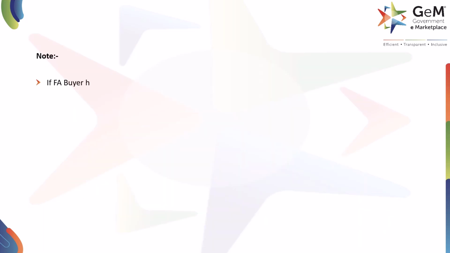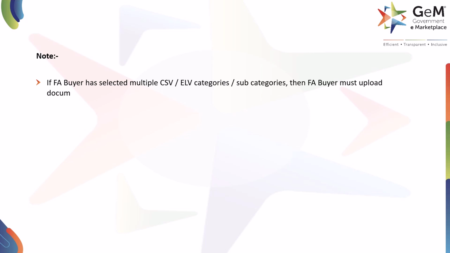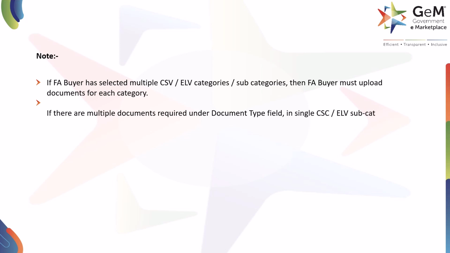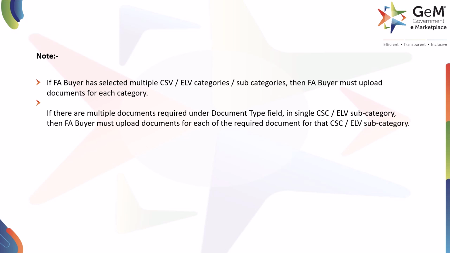Note: If the FA buyer has selected multiple CSC, ELV categories and subcategories, then the FA buyer must upload documents for each category. If there are multiple documents required under the document type field in a single CSC, ELV subcategory, then the FA buyer must upload documents for each of the required documents for that CSC, ELV subcategory.